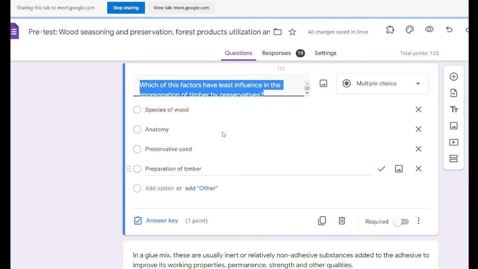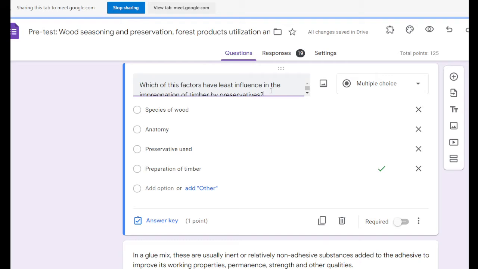Preparation of timber. It has no influence on the impregnation of preservative. Species, of course. There are other species that are difficult to apply preservative to, while others are easy. Anatomy, of course. Okay? The type of vessel, the abundance of vessels. Preservative use, of course. So that one is intact.